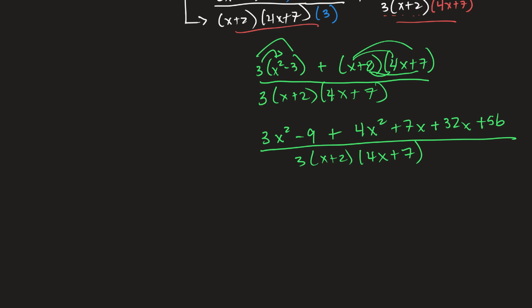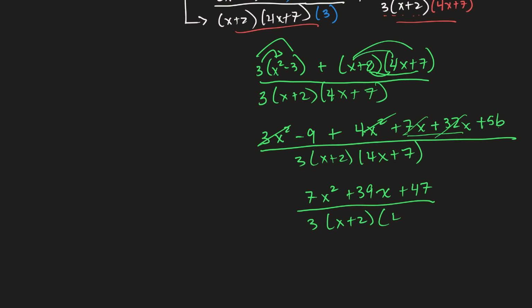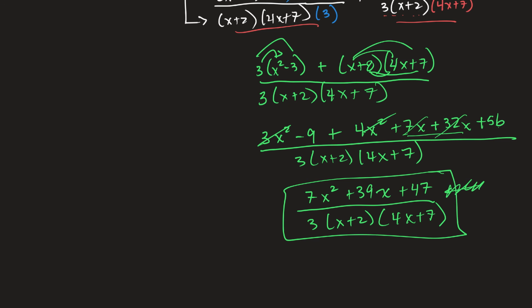Now let's collect like terms on the top. 3x squared and 4x squared would be 7x squared. X's, these are my two x's right there, so it'd be plus 39x. Minus 9 and 56, I think that'd be 47. Plus 47, all over 3 times x plus 2 times 4x plus 7. Now you could try and factor that top thing, but I'm pretty confident you can't factor it. If you could, then maybe you could cancel with some factors in the bottom. But I'm pretty confident that that's where I would stop.